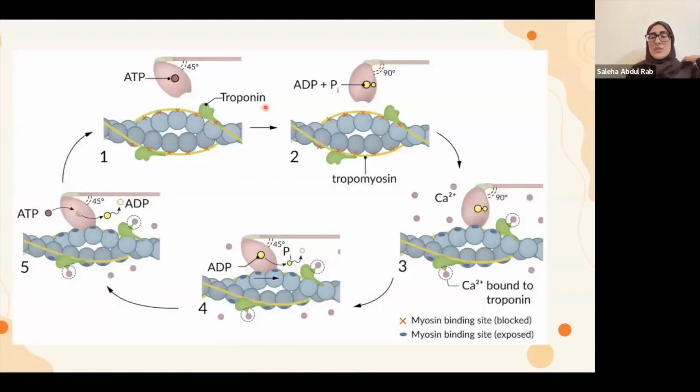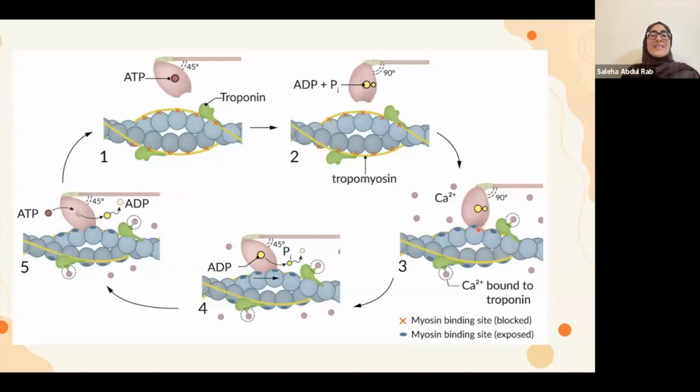So coming back to the diagram, let me just go over it one more time. This is the beginning phase, resting phase. Myosin is not active right now. ATP is bound to it, and the angle here is a 45-degree angle, okay? Now, this is hydrolyzed to ADP and phosphate, and this 45-degree angle becomes a 90-degree angle, and at the same time, calcium comes and binds to the troponin C, which exposes the myosin binding sites.